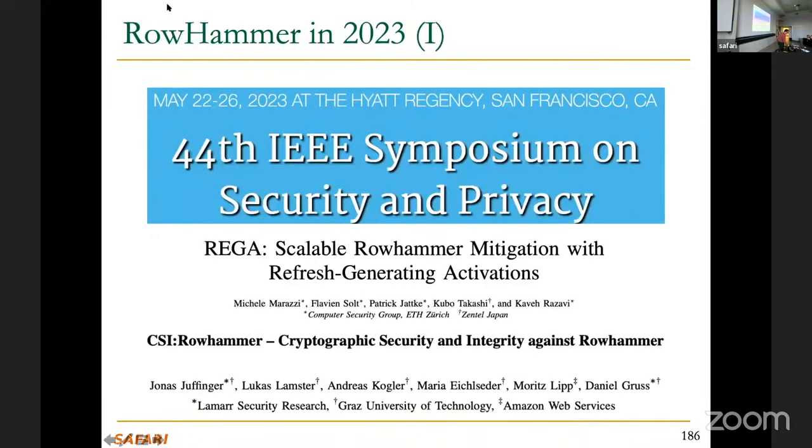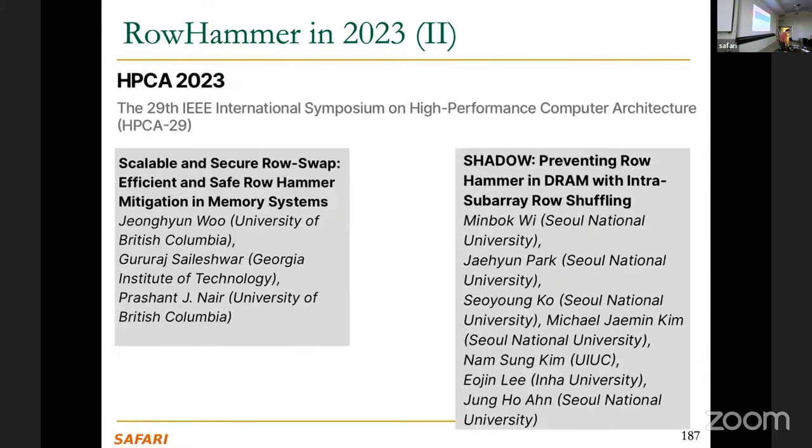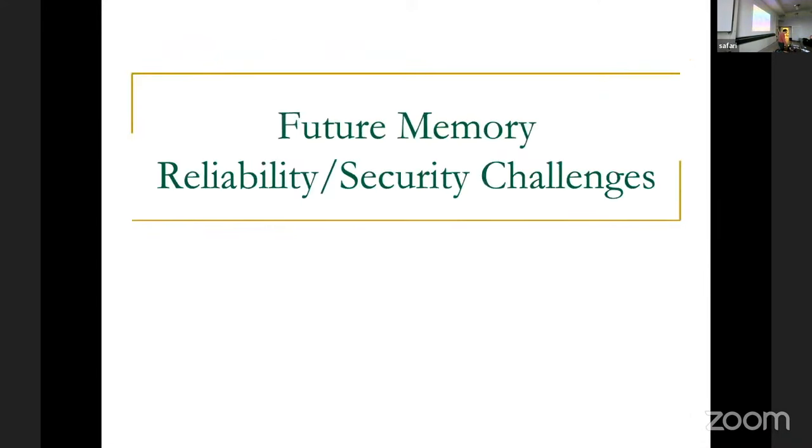Okay, so there's more going on in RowHammer, as you can see in IEEE Security and Privacy. There are more works. They're actually very interesting papers. Some of these papers we covered, this cryptographic security and integrity against RowHammer, we covered in last semester's seminar course. Okay, so there's more to come. Now let me conclude. Any questions, by the way? No questions? Everything is good?